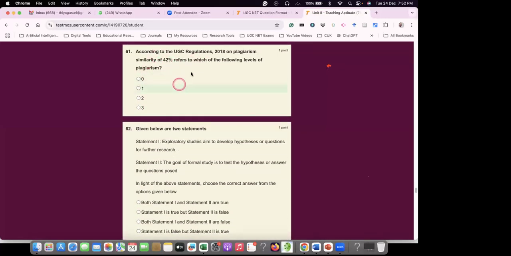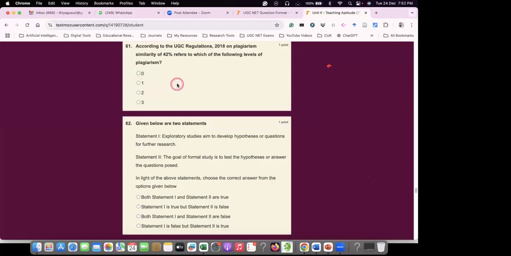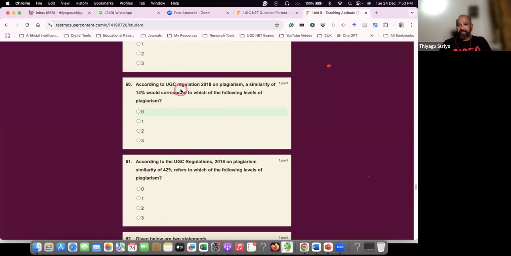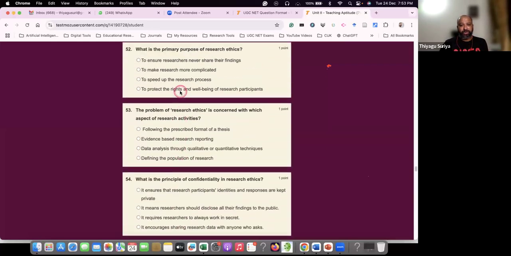What is the 42%, where does it come from? Level 2. Sir, Level 2, please, because for the last 2 years this question comes regularly. I hope this time also at least 1 or 2 questions come from this.